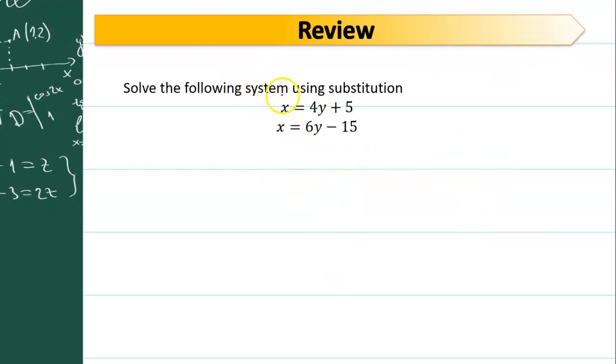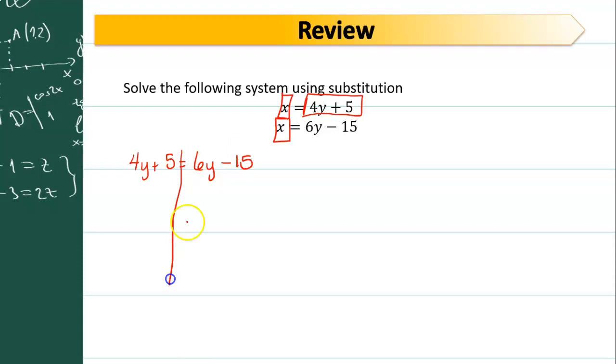These are a little different because both variables are isolated. We know that x is equal to 4y plus 5. The procedures don't change, it just looks a little different. I am replacing x with 4y plus 5. So this becomes 4y plus 5 equal to 6y minus 15.